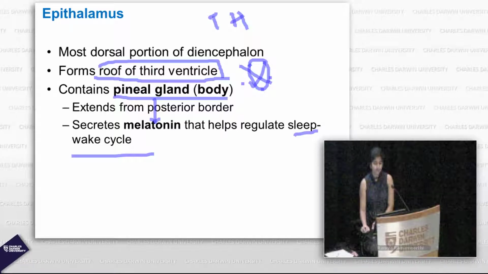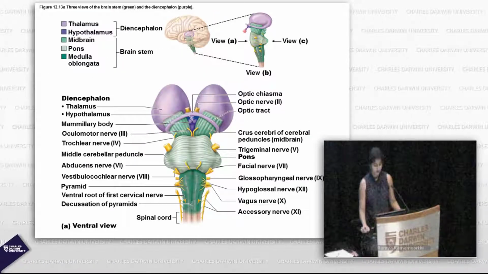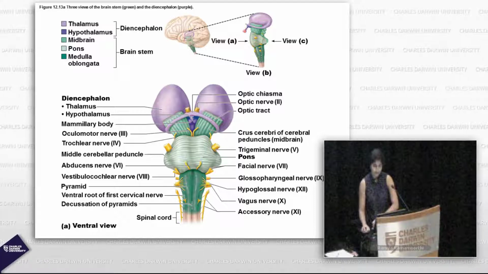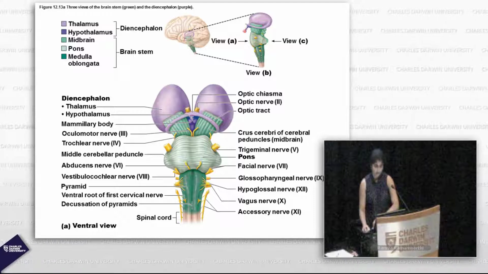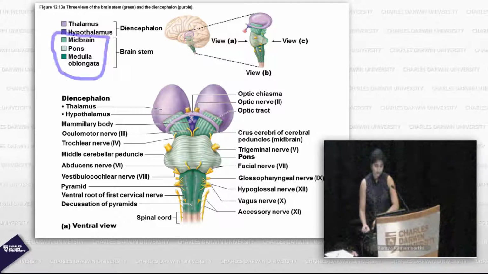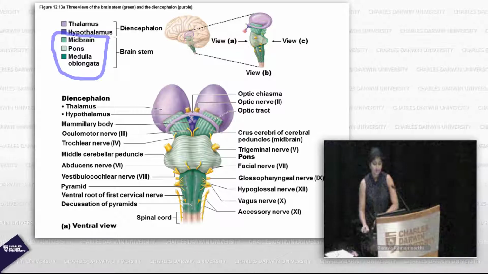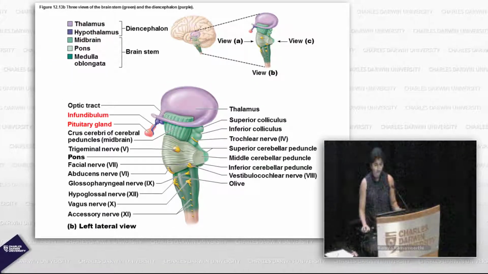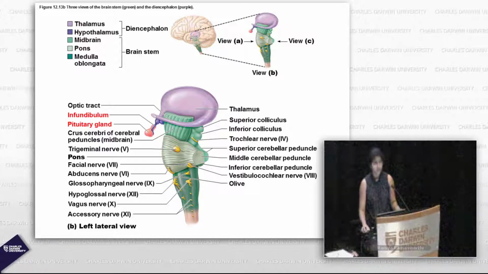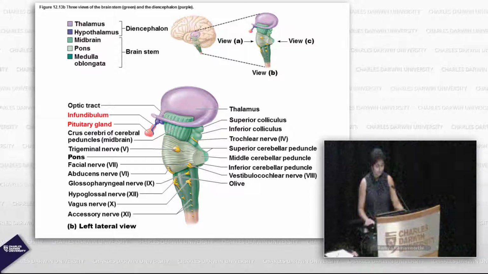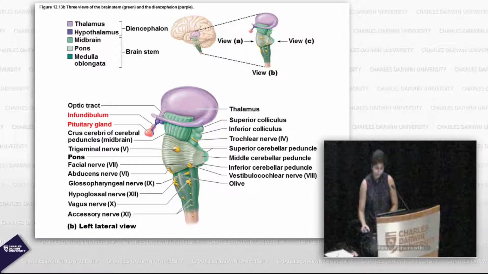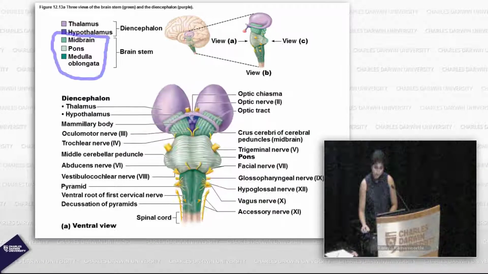These are just pictures for you. Your brainstem includes the midbrain, pons, and medulla oblongata. You can see the infundibulum connecting the pituitary gland there. If we go back to the previous picture, I think it's the next one.